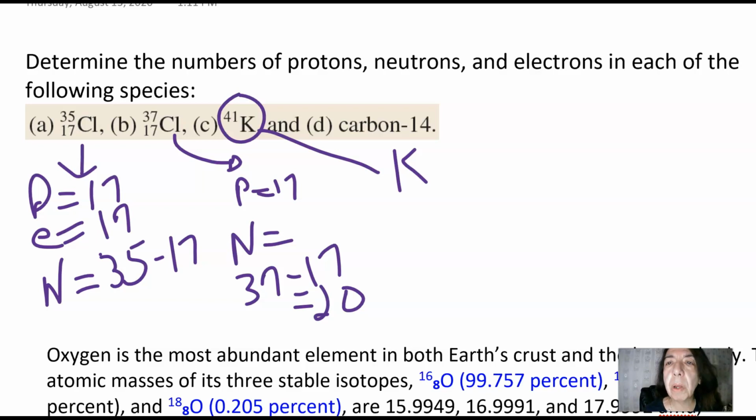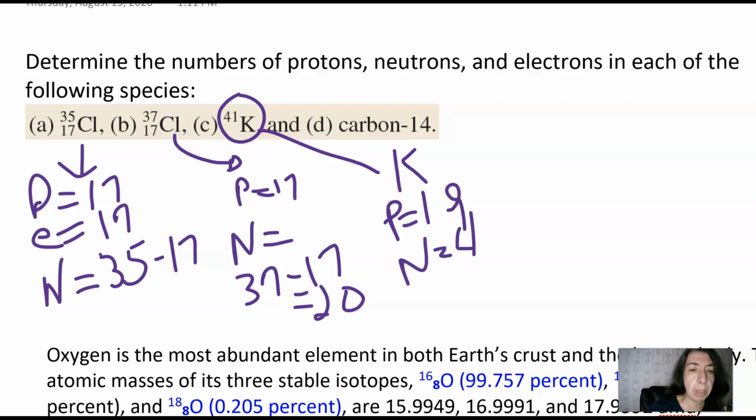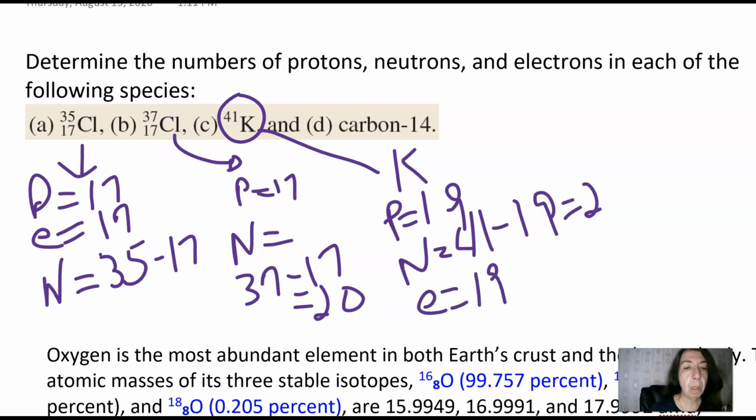Potassium is number 19, so that means the number of protons is 19. The number of neutrons is equal to 41 minus 19, so that's 21, and the number of electrons is also equal to 19. And then remember we said carbon-14 meant that that was the same as writing 14 up here.